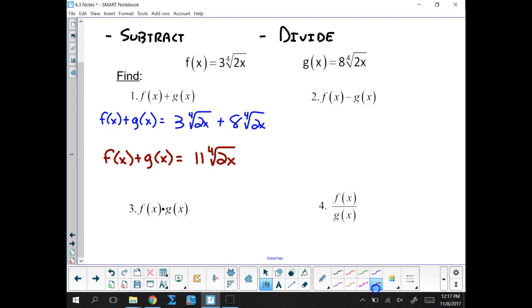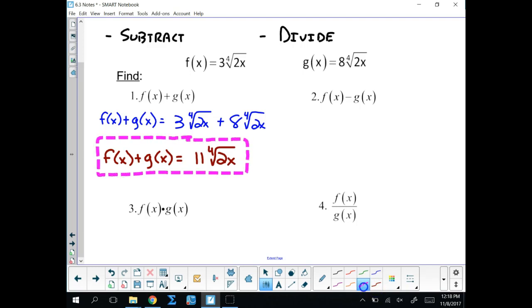Now, my question to you is this. What if they weren't like terms? Then it just would have been whatever it is, right? Okay? Then it just would have been whatever it is. Okay? So there's adding them. Okay? Subtracting them.